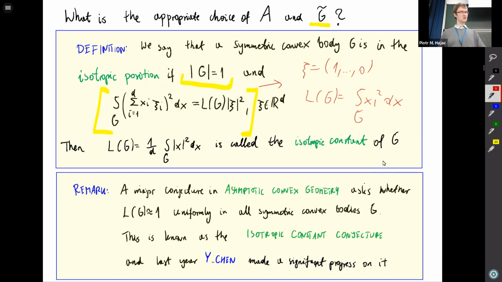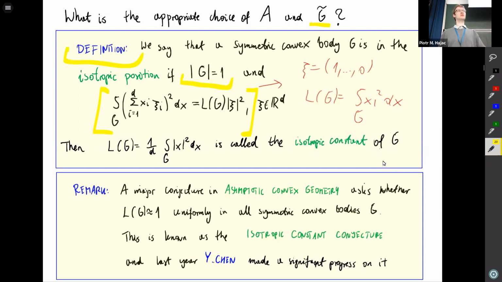Okay, so a major conjecture, not in harmonic analysis really, but in asymptotic convex geometry, is whether this constant, I have given you the definition here, is really of constant order, because it's a constant in each dimension d.